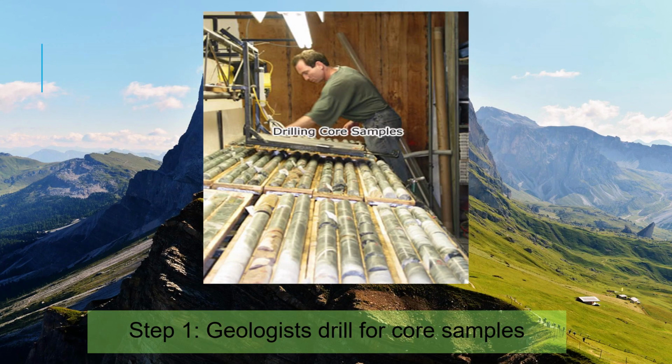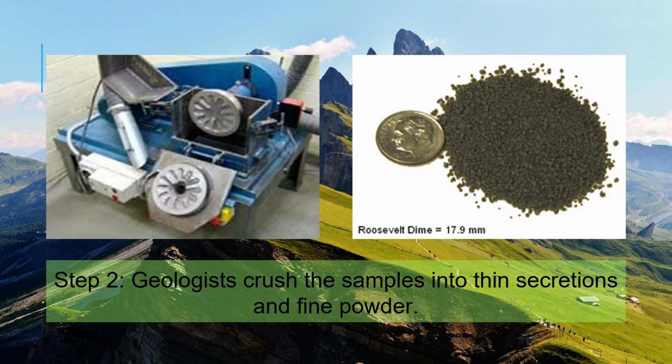So how do we do this? First off, geologists drill for core samples. So you've got to get your samples of the rock that you're going to use and that you're going to date. You then crush that sample into a fine powder. You need this powder in order to make this whole process work.